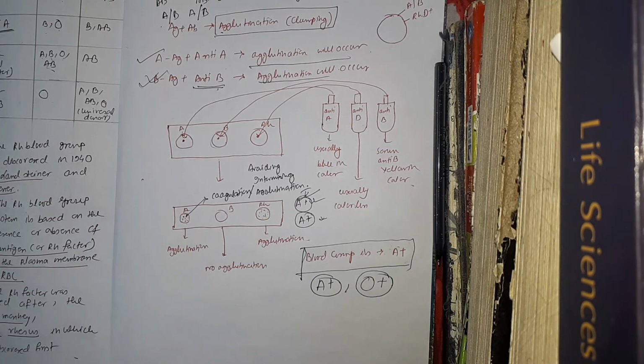So this is the overall and the practical aspect of ABO blood group. With the help of anti-A, anti-D and anti-B serum, we can figure out our blood group.